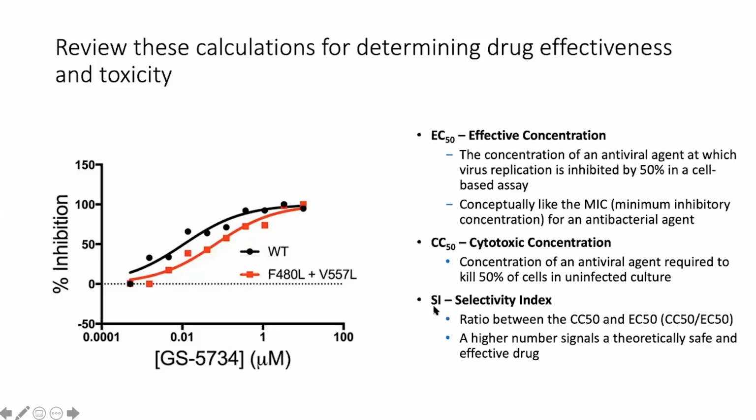And so you can look at this selectivity index, which is just the ratio of this to this. So if this is really high, so it takes a huge dose of drug to really damage the cells, and this is low, it takes a very low dose of drug to inhibit the virus, then this SI index is going to be really high. And that's an indication that it's a likely drug that will work without harming the patients. And so that's very good. Okay, so remember how to look at those graphs and calculate those different things, and remember that equation.